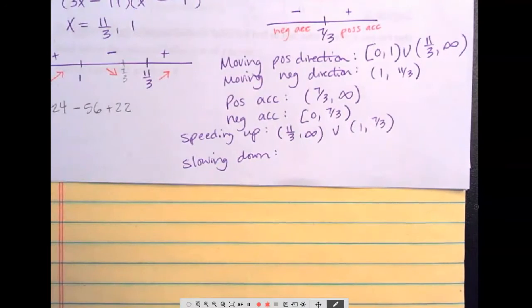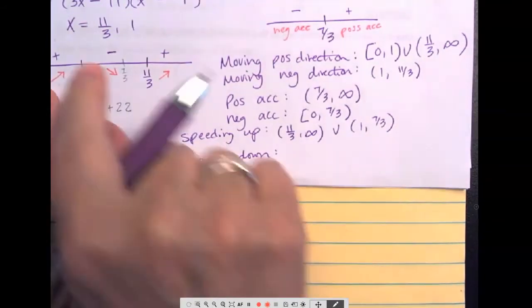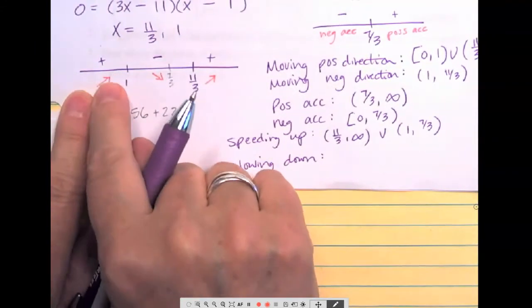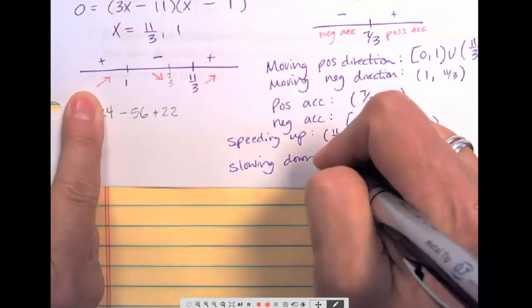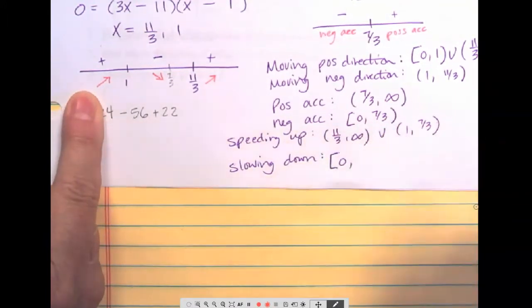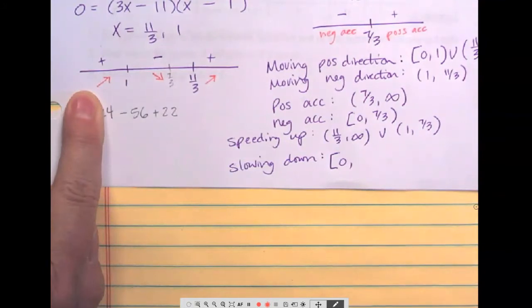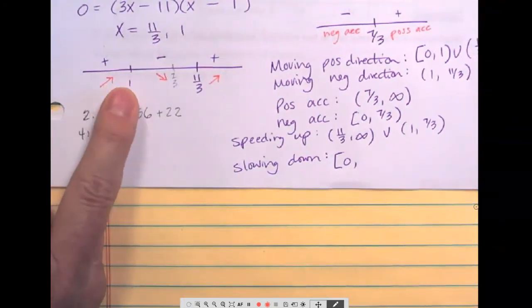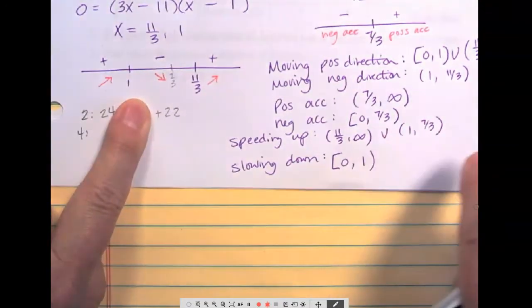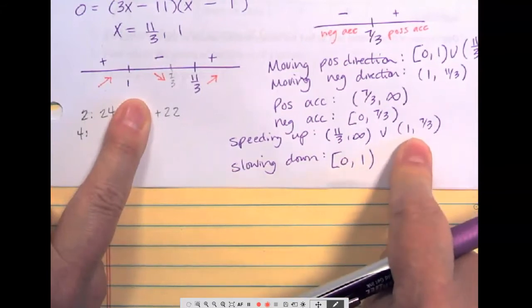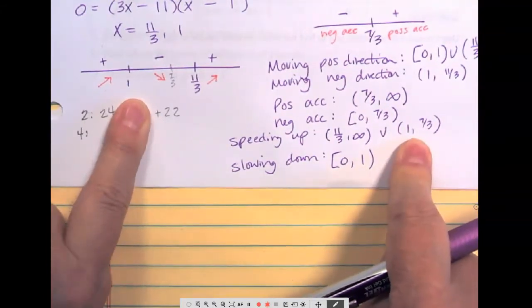Okay, so if we know where we're speeding up, anywhere else we must be slowing down. Velocity and acceleration are opposing each other. At the beginning, at 0, we had positive first derivative but negative second derivative, so we're slowing down. So starting at 0 to when? 1. Okay, because remember, between 1 and 7/3, they're both negative. So that was speeding up.